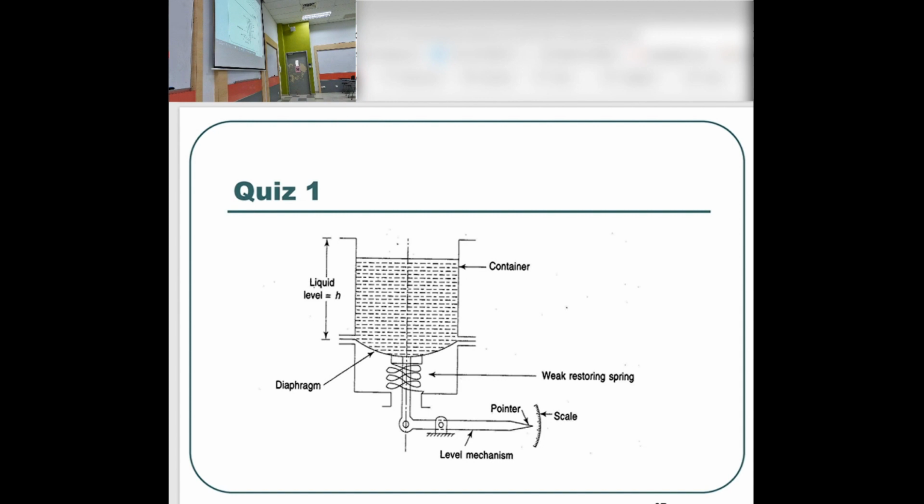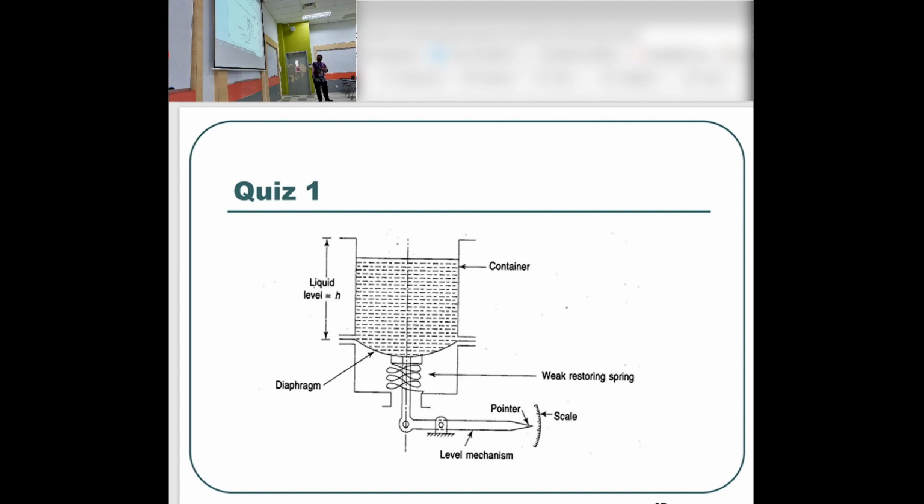Spring, is it a sensor or what? Is the spring involved in the measurement? No. What is the function of a spring? To make sure it gives back to the earlier position. So if we remove the water, it will move back to the original position. This is the function of the spring. It doesn't reflect anything about sensors.